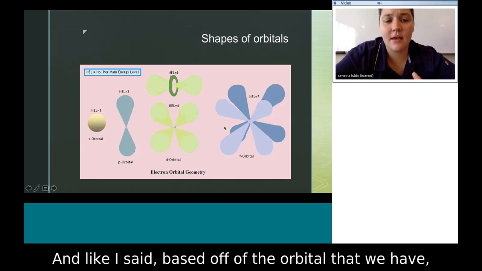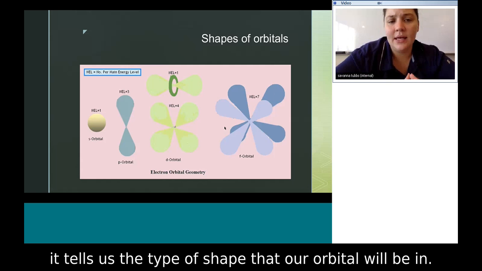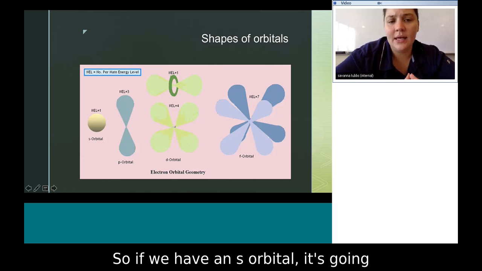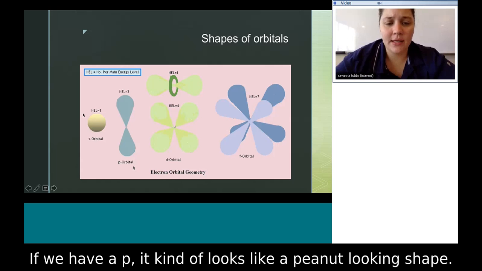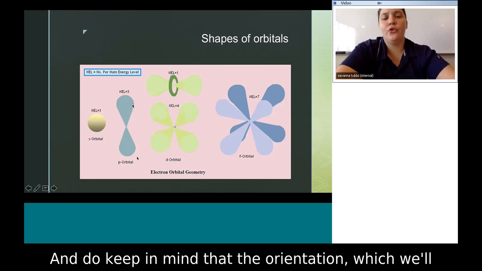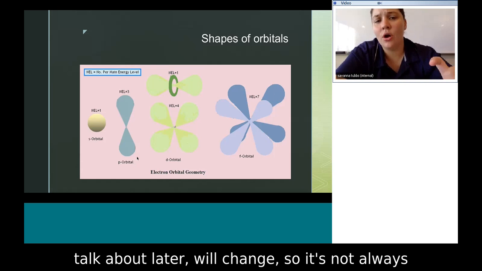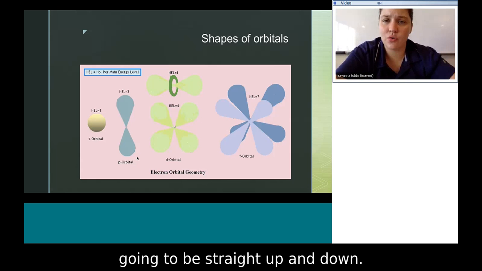Based off of the orbital that we have, it tells us the type of shape that our orbital will be in. If we have an s orbital, it's going to be a spherical shaped orbital, so it looks like a ball. If we have a p, it looks like a peanut-looking shape. Do keep in mind that the orientation, which we'll talk about later, will change, so it's not always going to be straight up and down.